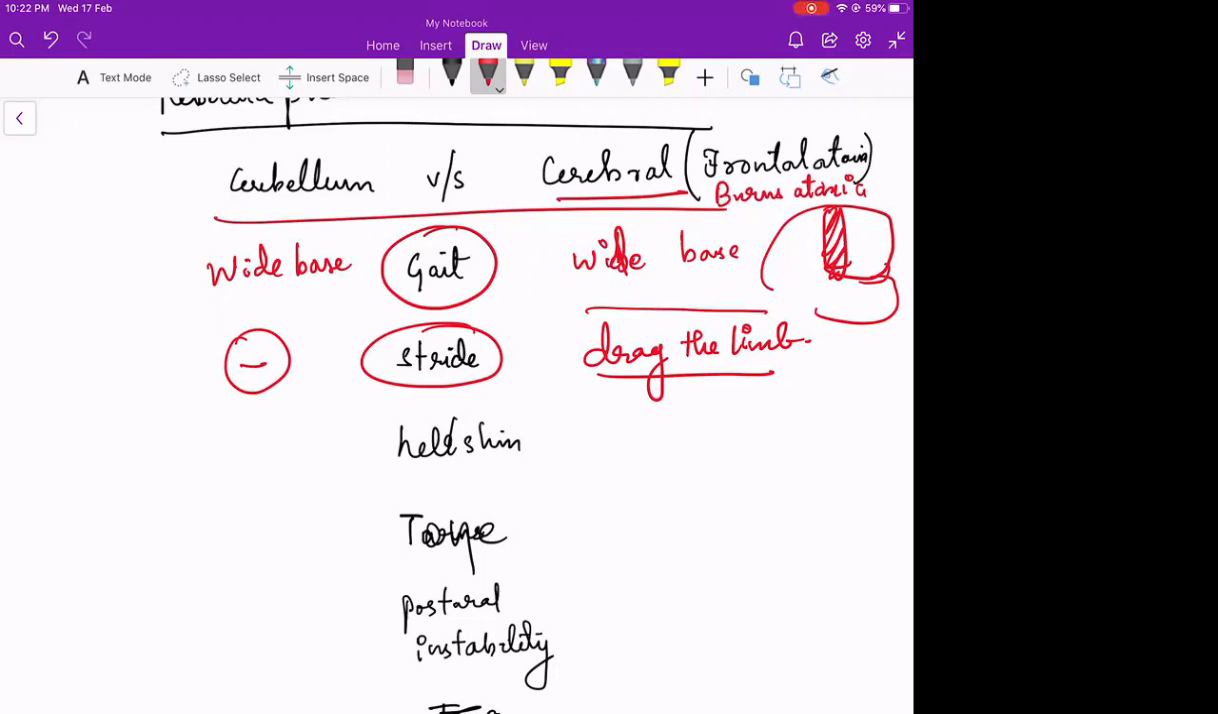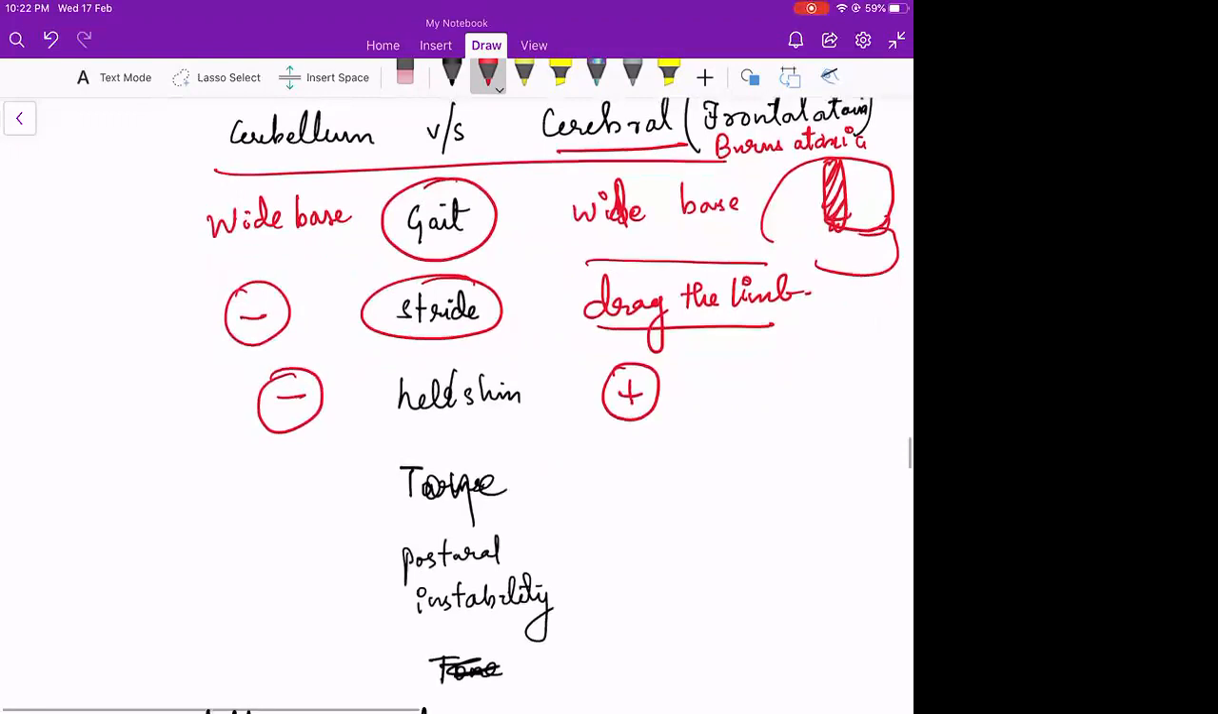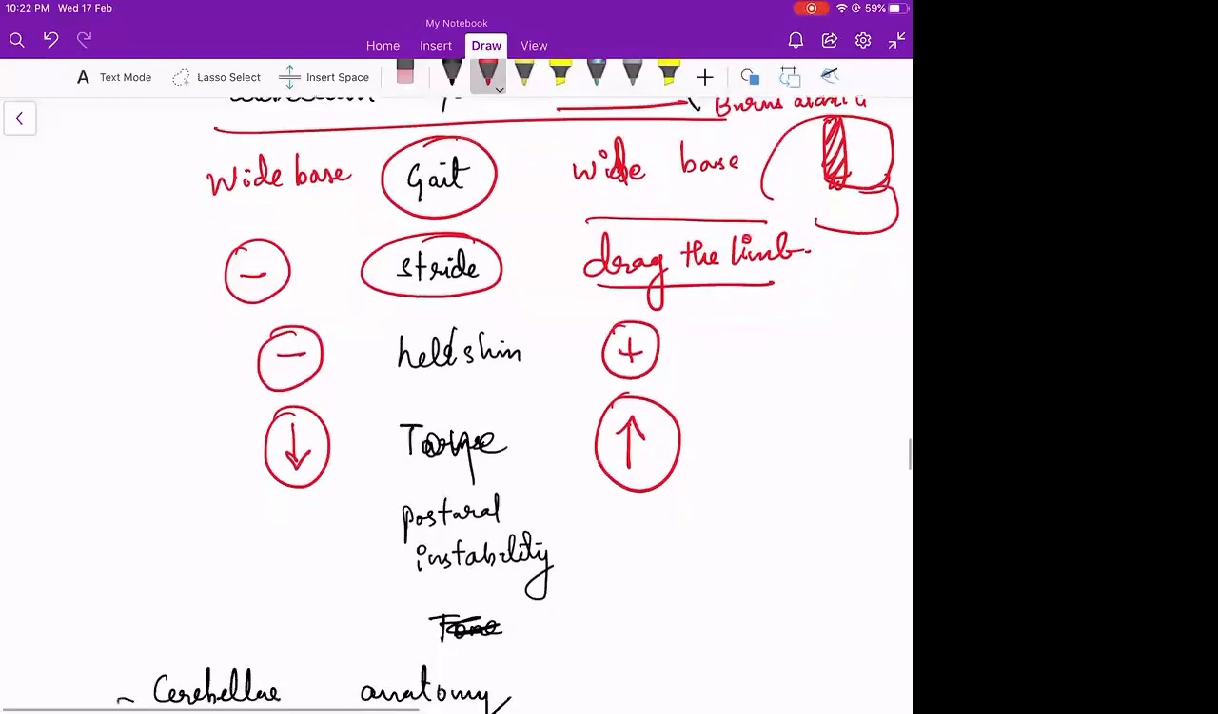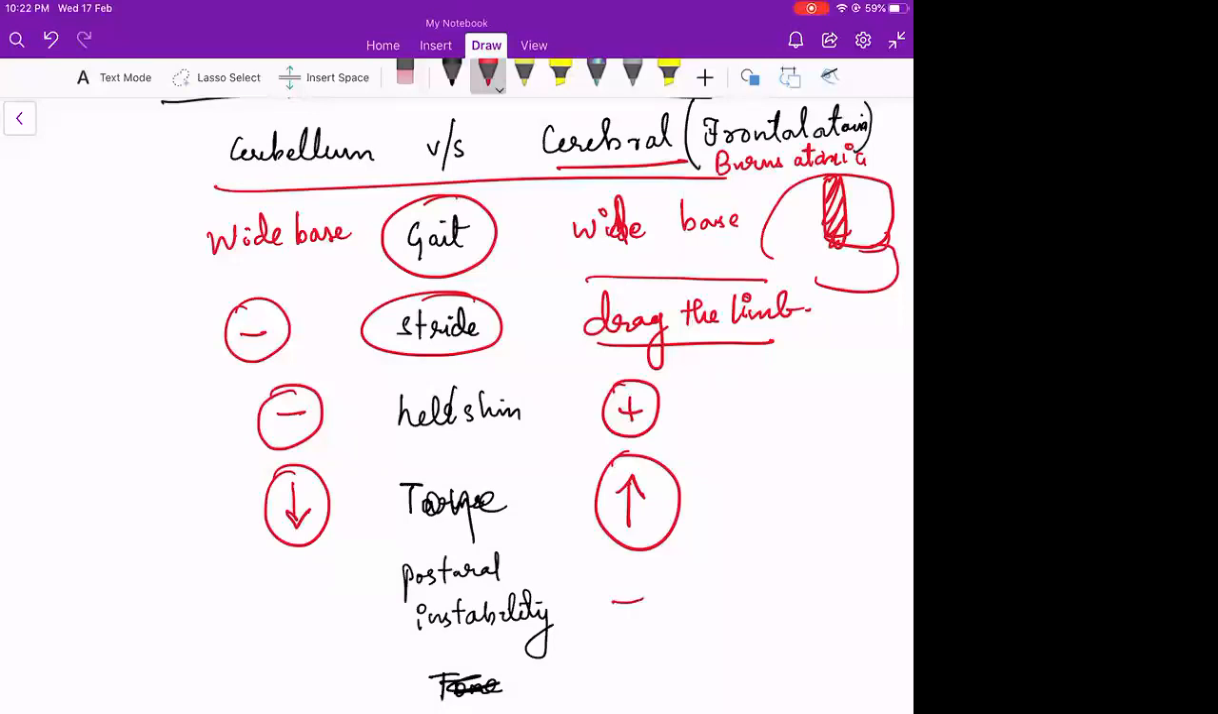When you perform the heel shin test, the patient can perform it in cerebral ataxia, but will not be able to perform it in cerebellar disease. Tone will be increased in frontal ataxia, whereas in cerebellar ataxia the tone will not be increased; instead it will be decreased. Postural instability will be more in cerebral ataxia, because the controlling and executing fibers are affected here, whereas the patient with cerebellar disorder will also have postural instability, but very mild.